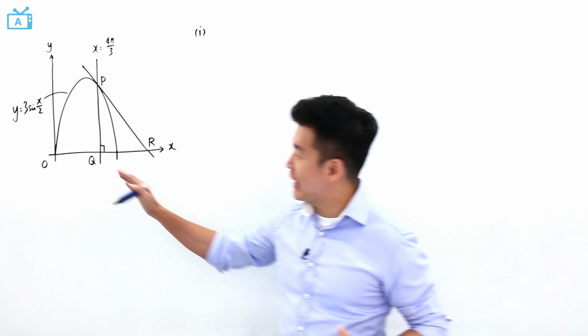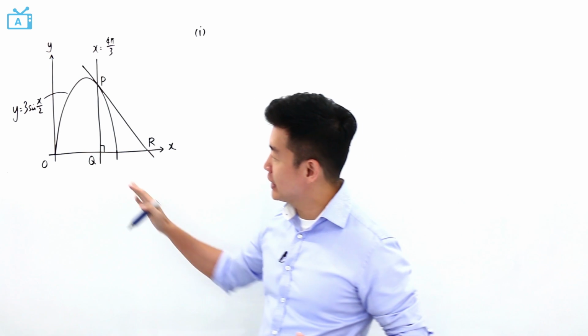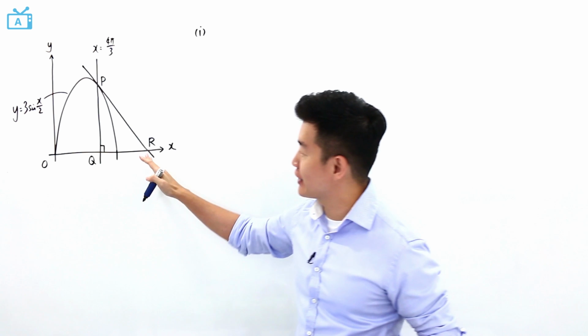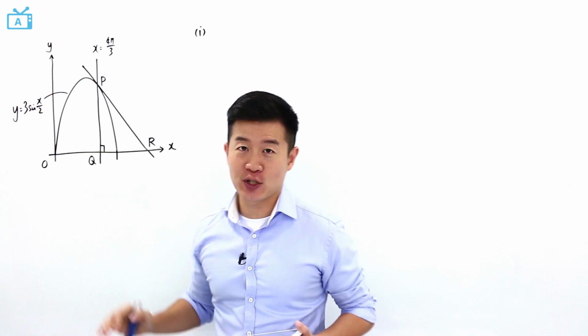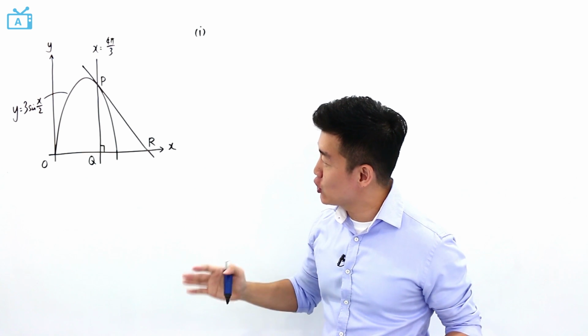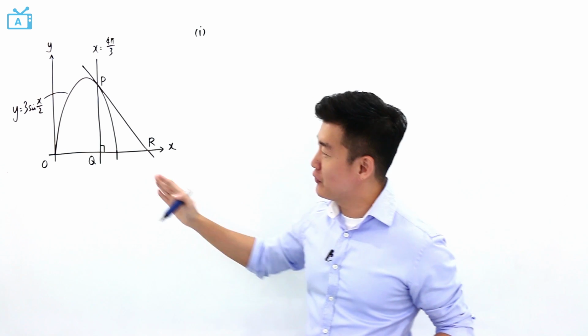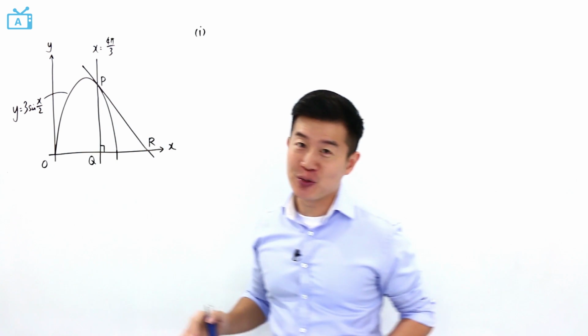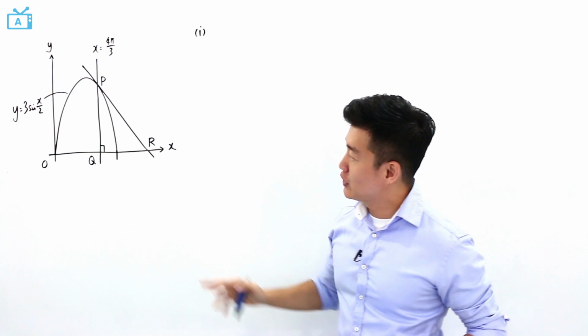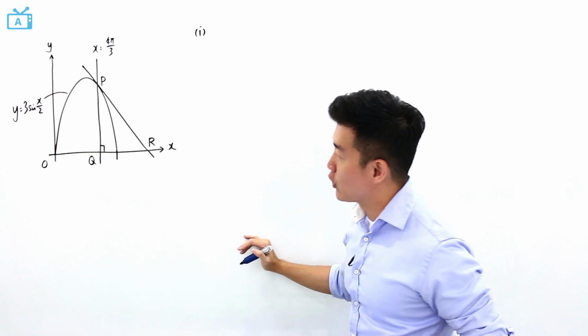In order for us to find length QR, I'm going to find the x-coordinate of Q and then the x-coordinate of R. Then I'm going to take the x-coordinate of R minus away the x-coordinate of Q, and that will give me the distance QR. And in fact, I don't even need to try hard to find the x-coordinate of Q because it is already given to me as 4 pi over 3.